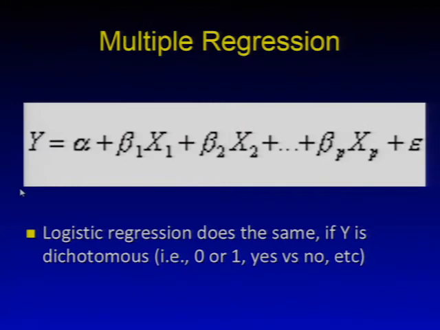Now another common test that you'll end up hearing about is logistic regression. And essentially, it's the same thing as a multiple regression. It's just if y is a dichotomous variable, like a yes or a no, then this becomes a 1 or a 0, and then we still try to fit these models to figure out what our betas are and test them.